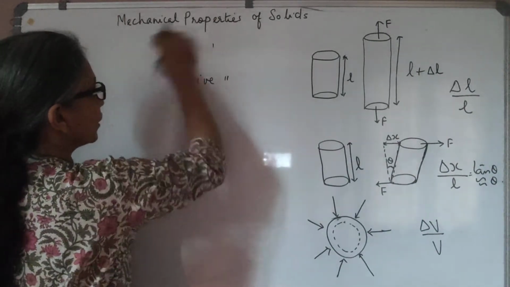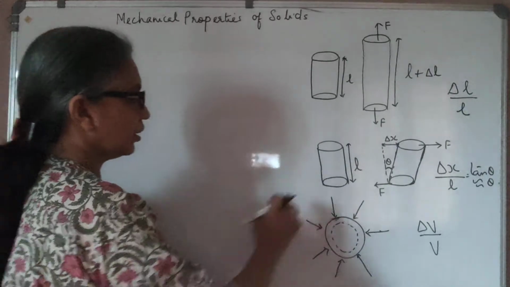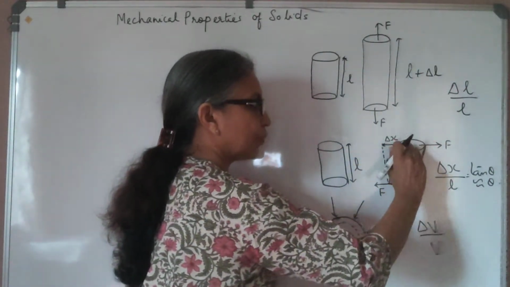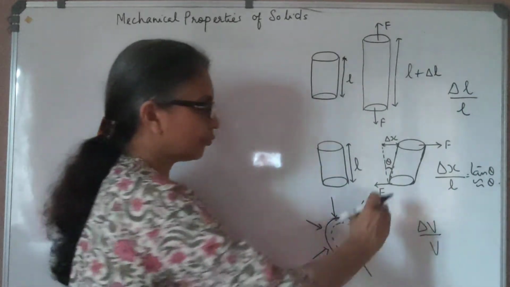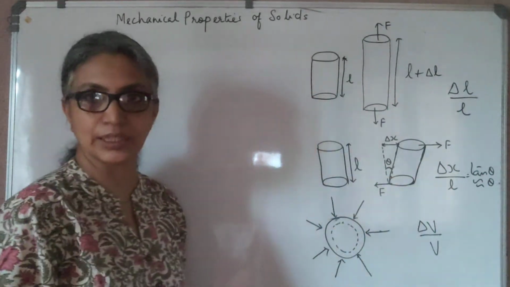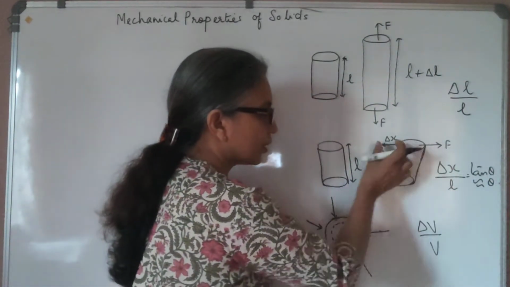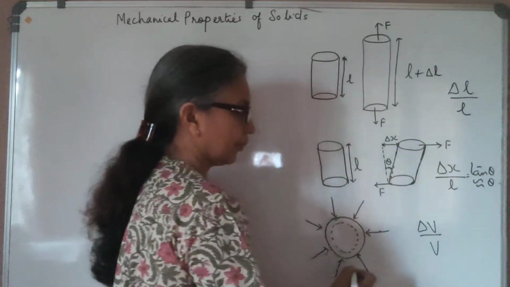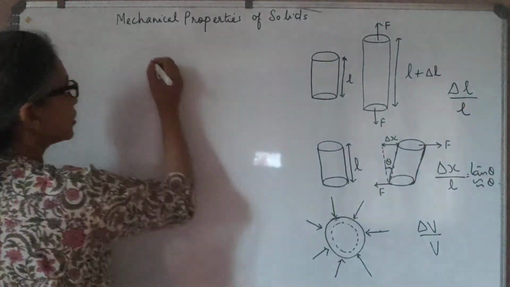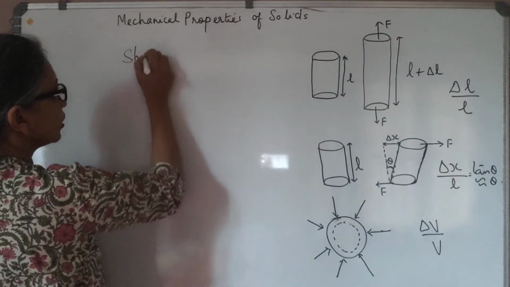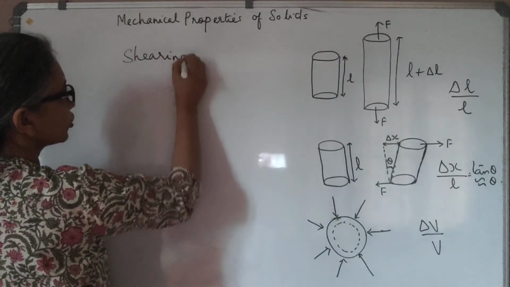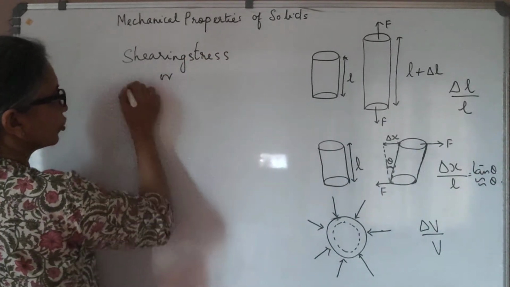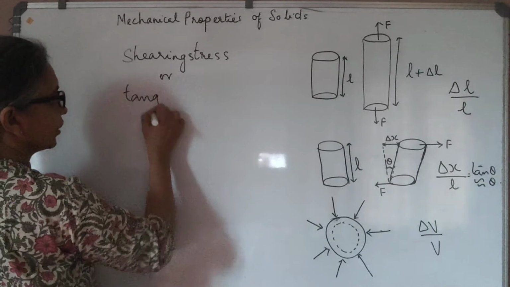In the next case, you will see we have a cylinder here of original length L, but we have applied a force to the upper face pulling it to the right and a force to the lower face pulling it to the left, such that the upper face is displaced by a distance delta x or an angle theta. In this case, the stress is called the shearing stress, sometimes also referred to as the tangential stress.